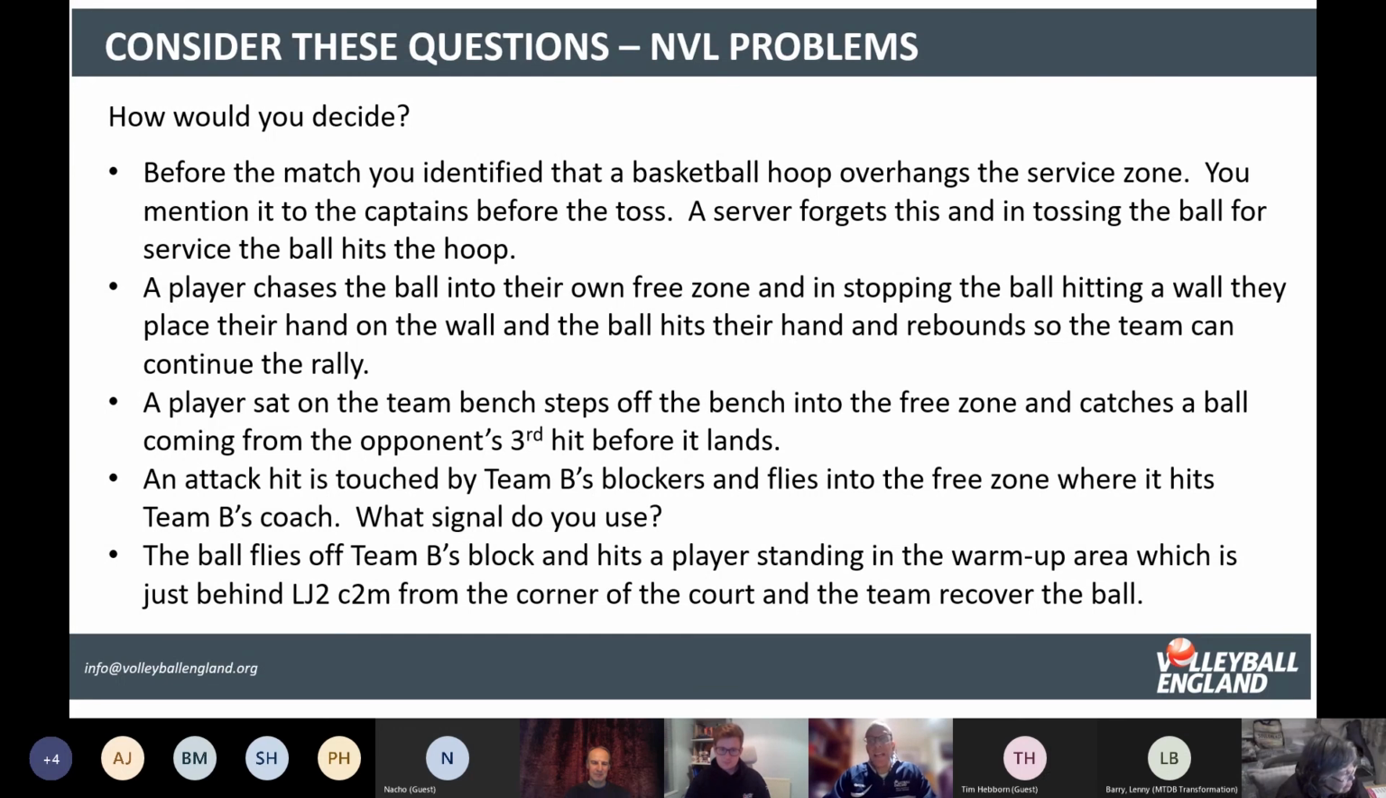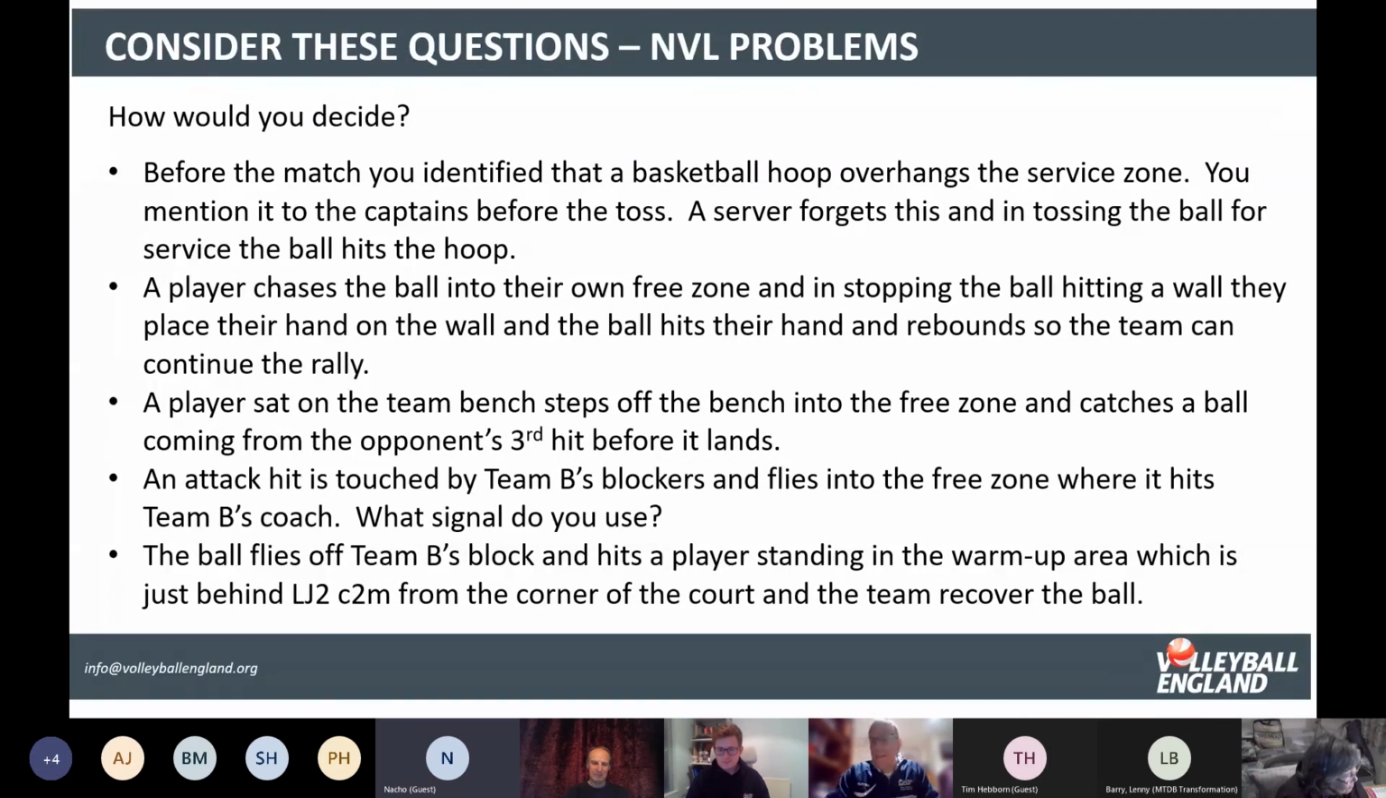If that was the first hit, would you take a different view? So if a player was running round and a player sat on the team bench stepped off the bench and caught the ball, would you take a different view? If it was after the first hit, I guess it depends if someone else was trying to retrieve the ball. So let's say they were. In that case, I would tell them to not interfere with the play, basically.